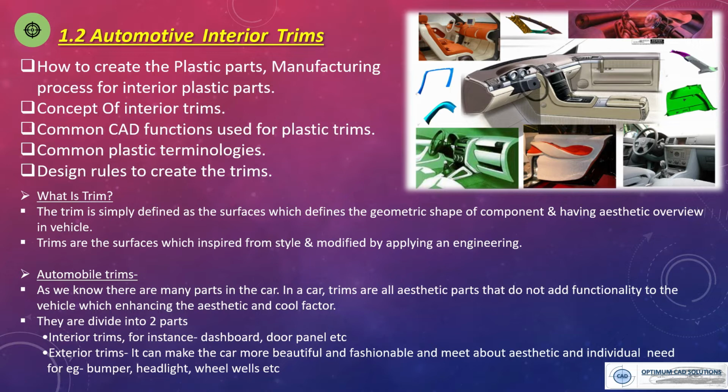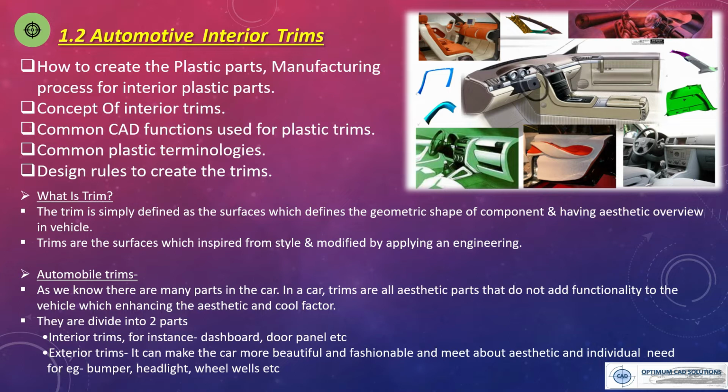So basically, what is the trim? Why did the trim concept come into the automobile? The trim is simply defined as the surfaces which define the geometrical shape of a component having an aesthetic overview in the vehicle. The trims are surfaces inspired from the style and modified by applying engineering. Style is called the A surface in a design. The added thickness is called the B surface, and joining all the surfaces gives the closed volume, that is the C surface. In the next sessions, we will clear the concept of styling surface and engineering surface.